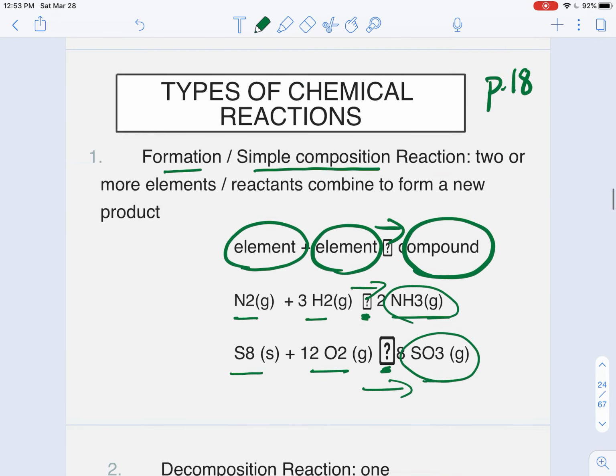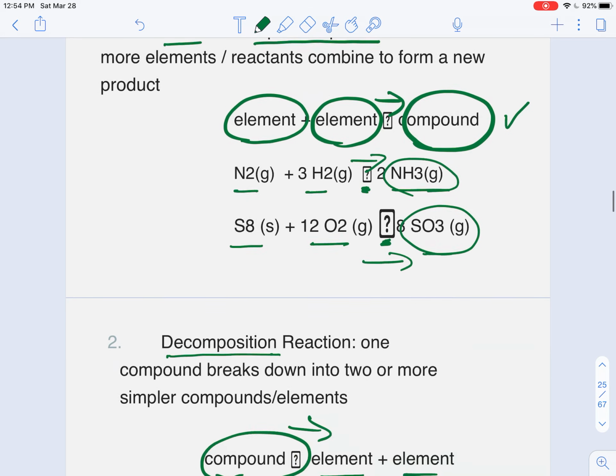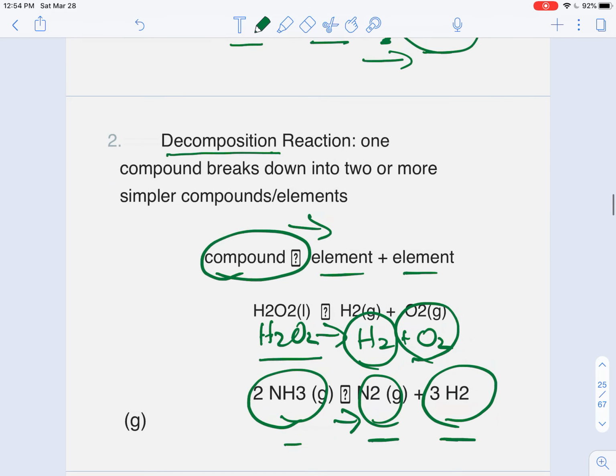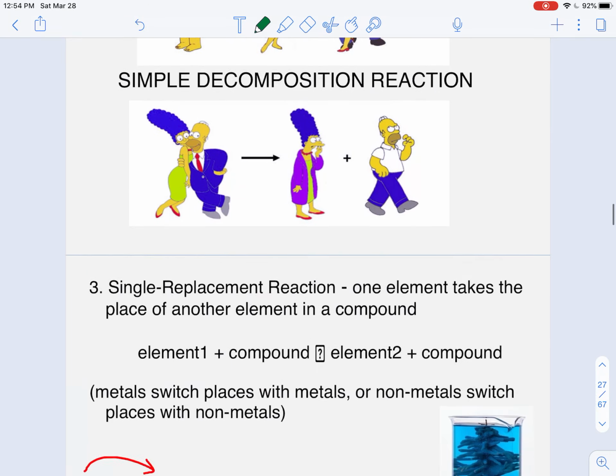So far, elements forming a compound is composition, you're composing it. And this one, the compound is breaking into its 2 elements, that's decomposition.